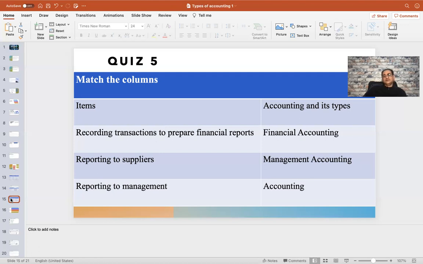The next one is reporting to management. This is very simple because it is straight away telling you that it is reporting to the management. So definitely management accounting. Okay, so hopefully it is correct. As I said, if you are making some mistake, then you can go back to these lecture slides. You can watch that video again, and hopefully everything will be clear. And if you have any question, you can type your question in the comment section, and I will see your comments and reply to that as well.